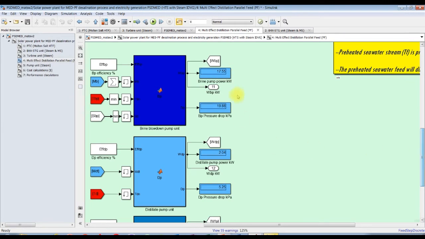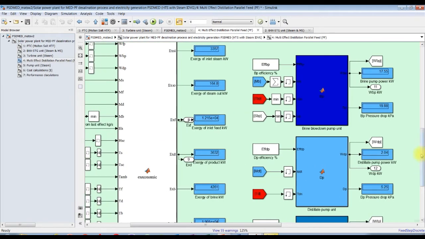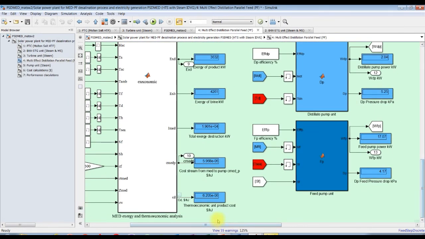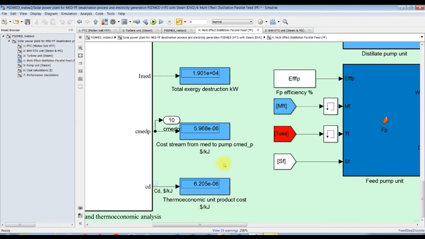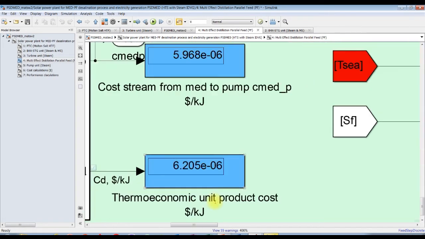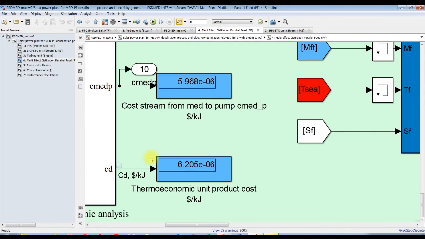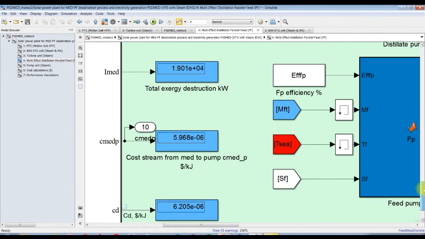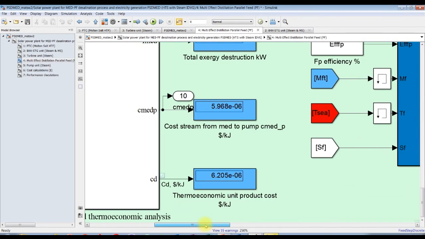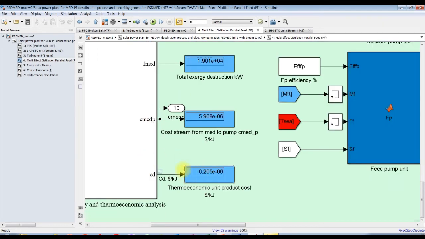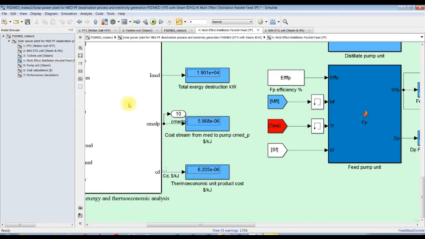And this is prime breakdown. This is thermoeconomic, around 0.6 dollar per gigajoule. This is thermoeconomic unit product cost. This is very important. This is the conclusion of the price related to the exergetic streams. So this is a very important parameter, and so on.